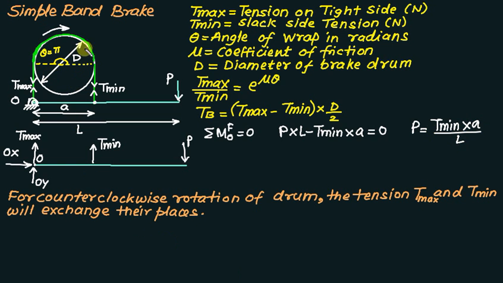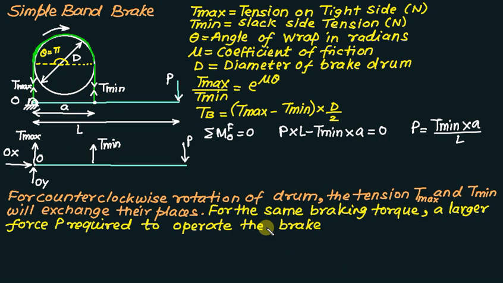If the direction of the drum is reversed, that is instead of clockwise you make it anti-clockwise, the tensions T max and T minimum will exchange their places, that is T max will come to this side and T minimum will come to this side. In that case, it is observed that for the same braking torque as the previous case, a larger force P is required to operate the brake.